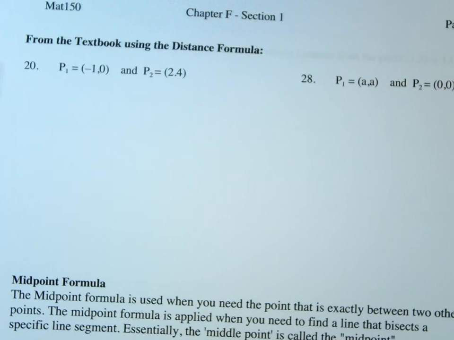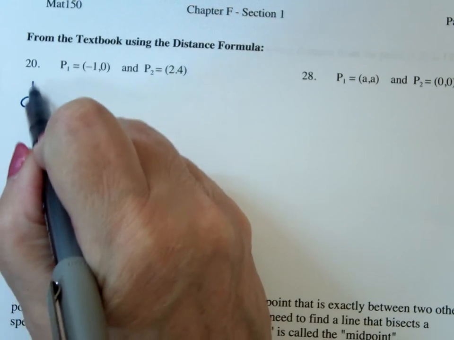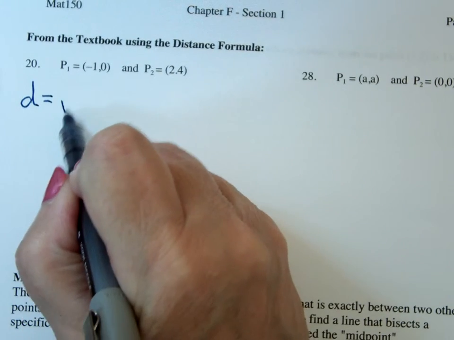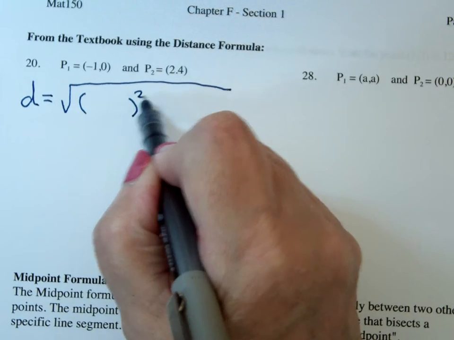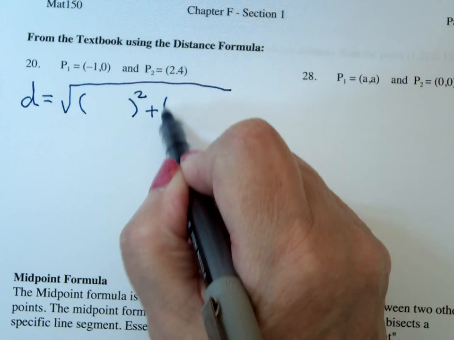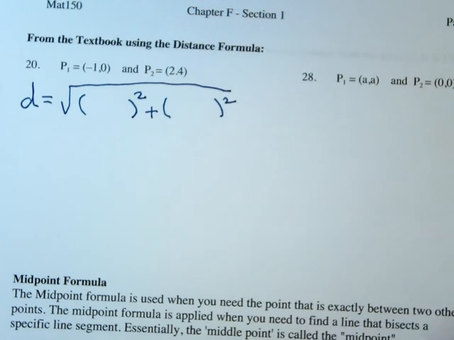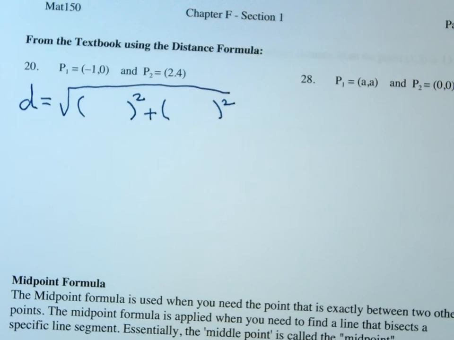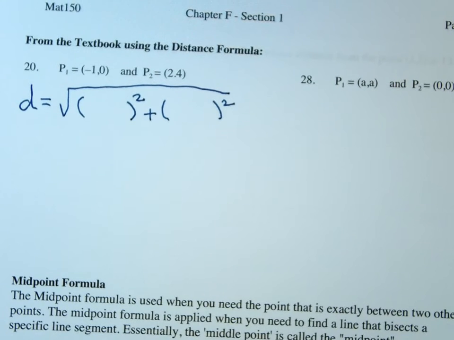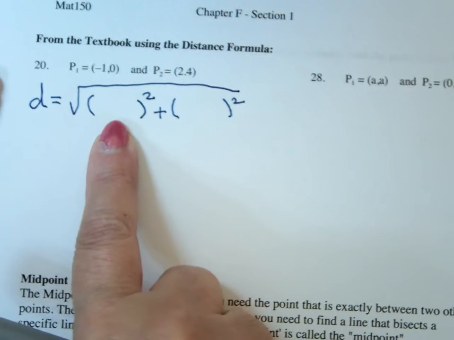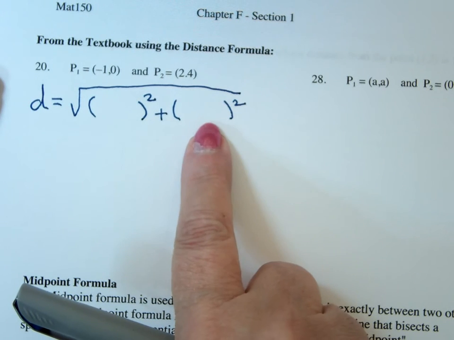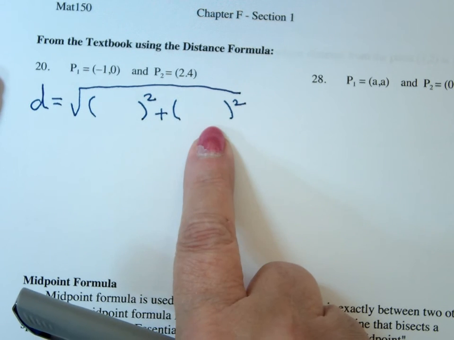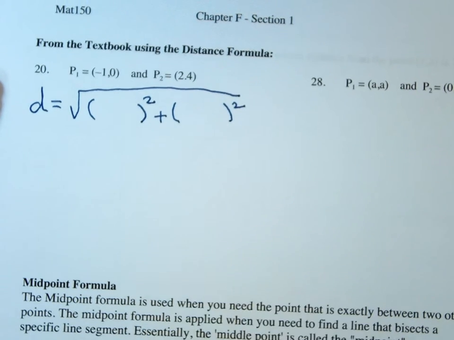From your textbook, we want to find the distance between those 2 points. So the distance would be the square root of the difference of the x's squared plus the difference of the y's squared. Notice the number under the radical will never be negative, because I'm squaring whatever this is, and I'm squaring whatever that is. These are 2 positive numbers, and a positive plus a positive is a positive.